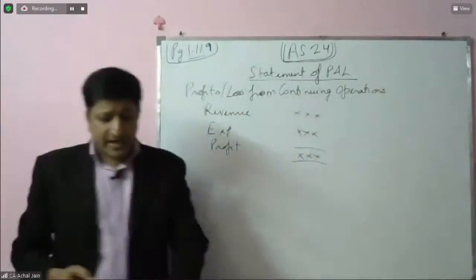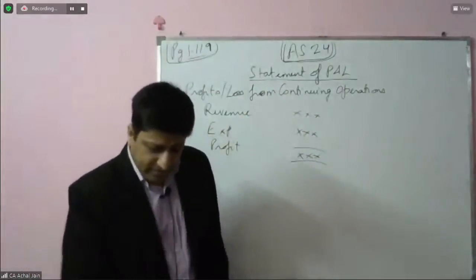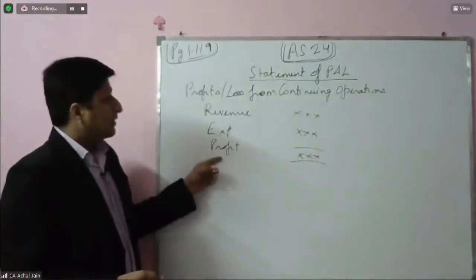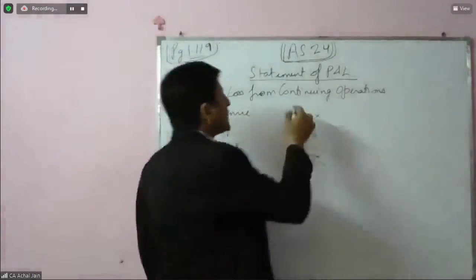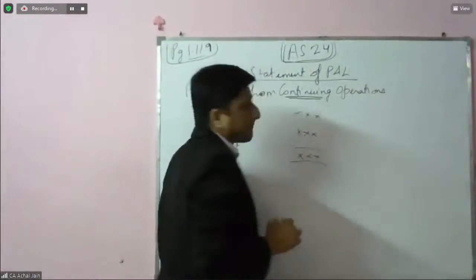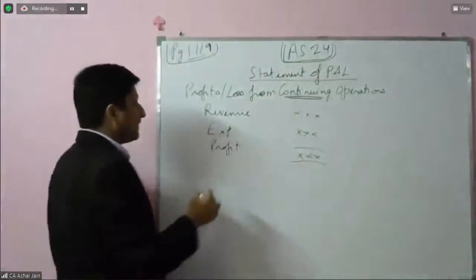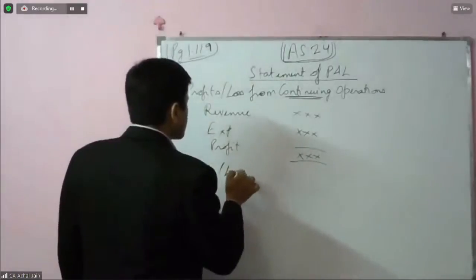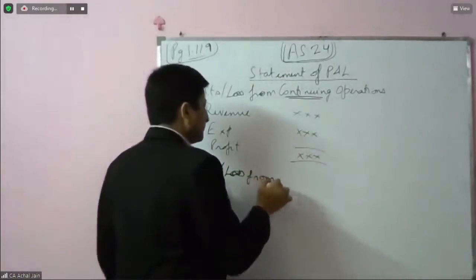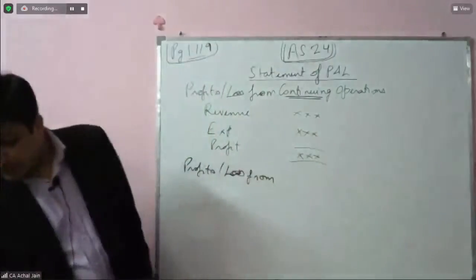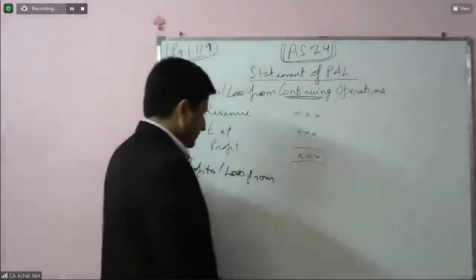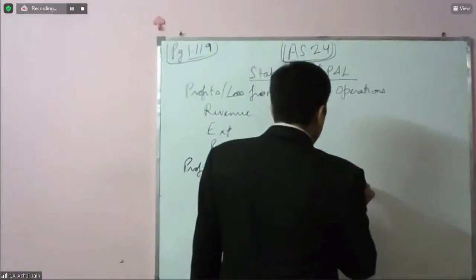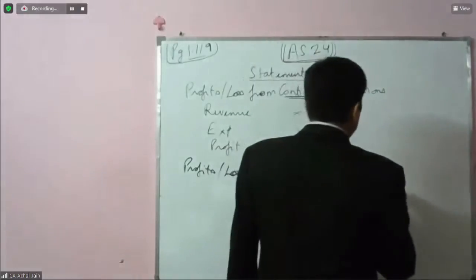So first of all, what will the entity do? Entity will disclose the profits or losses which are getting generated from the continuing operations. And then entity will give profits or losses from this continuing operation, from discontinuing operations.